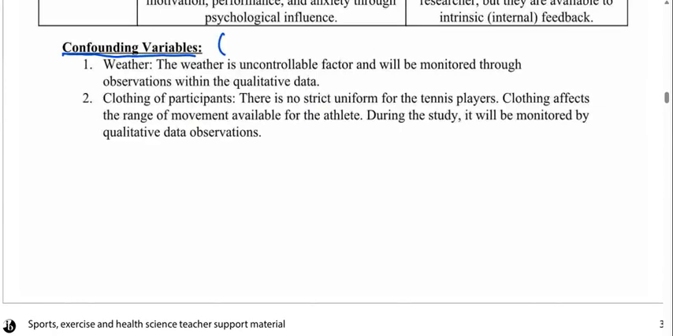Okay, then there were 2 things that they identified as confounding variables. Those are out of our control, but we have to acknowledge the potential impacts they could have. I think they should have had a little bit more detail on some possible effects of these confounding variables.